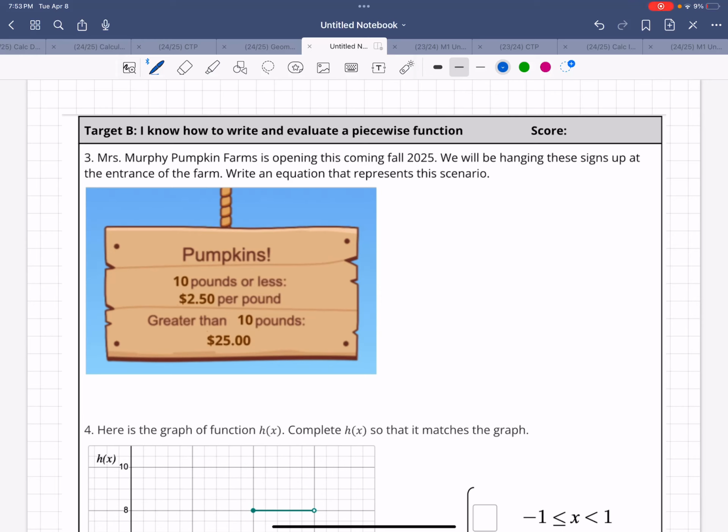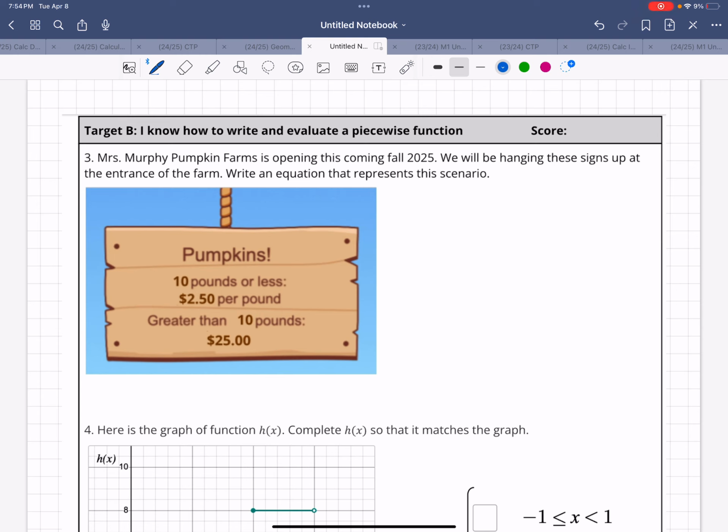In this video, I'm going to walk you through test number 12, target B. The first part of target B has us look at and write some piecewise equations. We did an activity on Desmos, the pumpkin farms, and we looked at some signs and were able, based off those signs, to create a piecewise equation. You have an example of this somewhere in your notebook, so definitely take a look there.